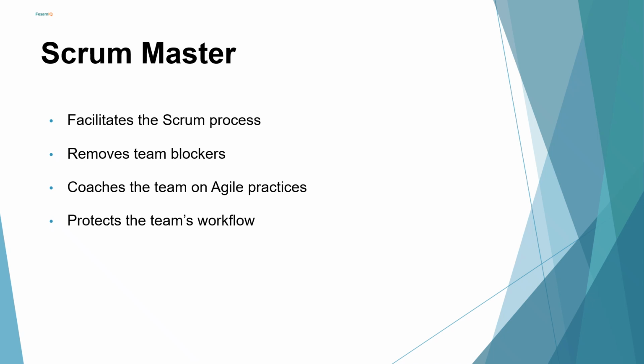Who is the Scrum Master? The Scrum Master facilitates the Scrum process. He removes team blockers, coaches the team on agile practices, and protects the team's workflow. The Scrum Master does not decide what to build. Instead, they ensure the team works effectively, follows agile principles, and continuously improves.